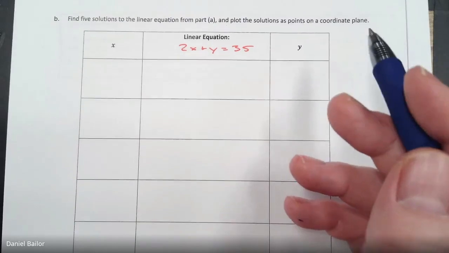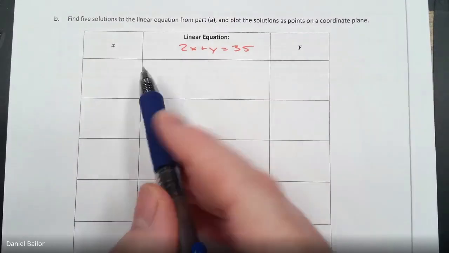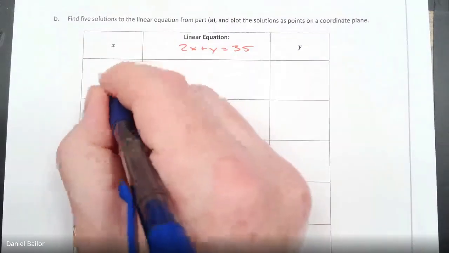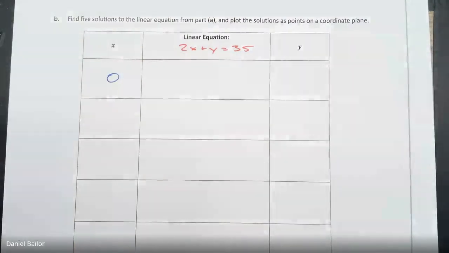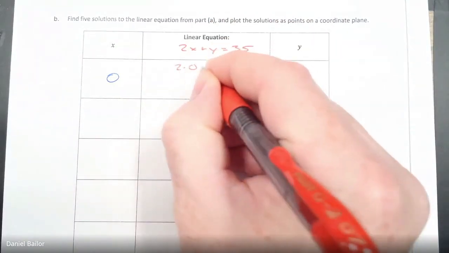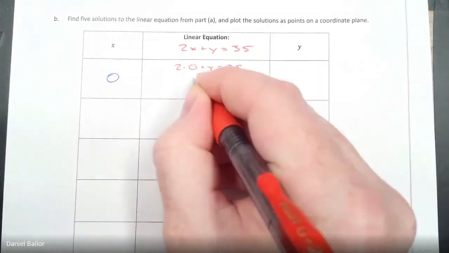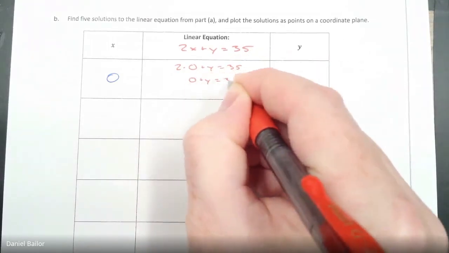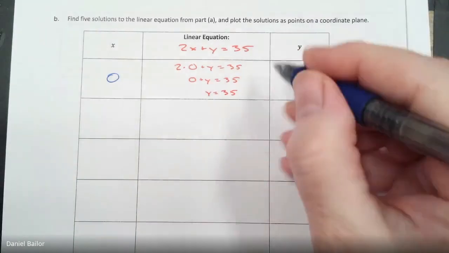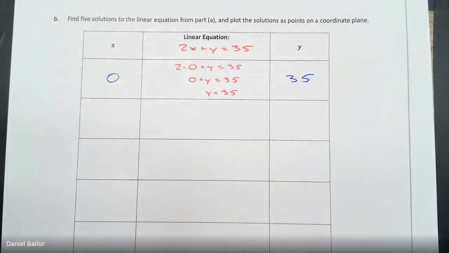Let's say that you and your friends, how much candy do you want to get? Let's say you want 0 candies and a whole bunch of drinks. So 0 candies and all drinks. If you want 0 candies, you're going to do 2 times 0 plus y equals 35. That's 0 plus y equals 35. That means if you buy 0 candies, you can get 35 drinks. Not bad.